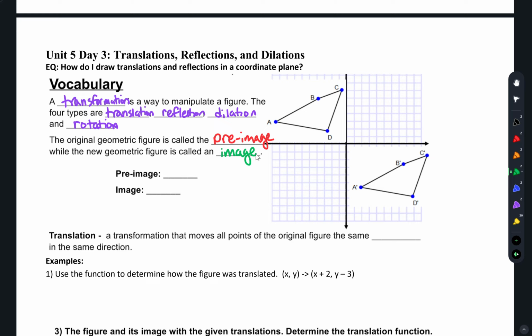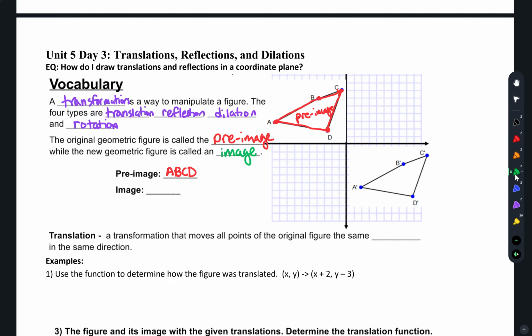In this example to the right, we have 2 shapes. One of them has been shifted down and to the right. The original shape is labeled with capital letters on the vertices, and this is our pre-image. We would just call this A, B, C, D.